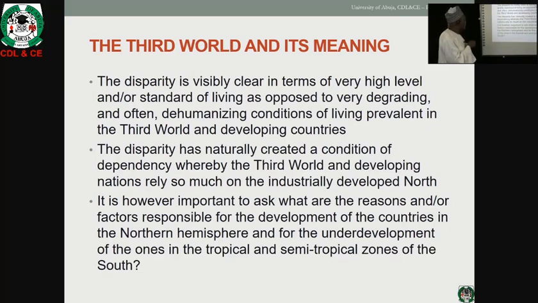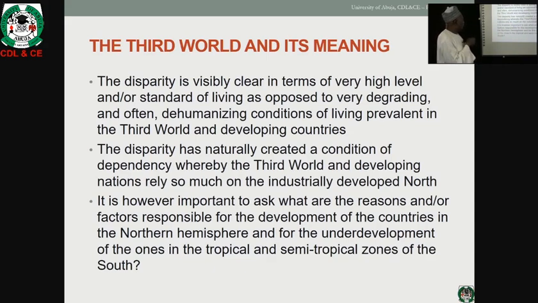The problem is that mindset that third world countries will continue, and have continued, to be dependent on the developed world, either Russia, the Eastern Bloc, or the Western Bloc: America, France, Britain, Germany, Italy, and so on.